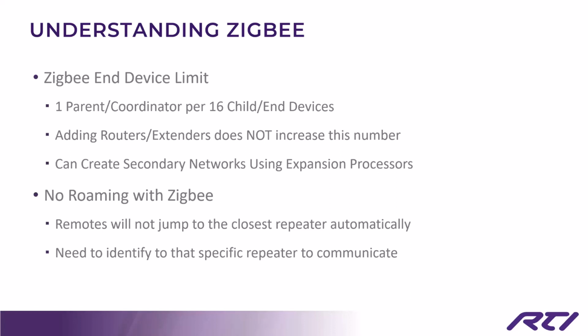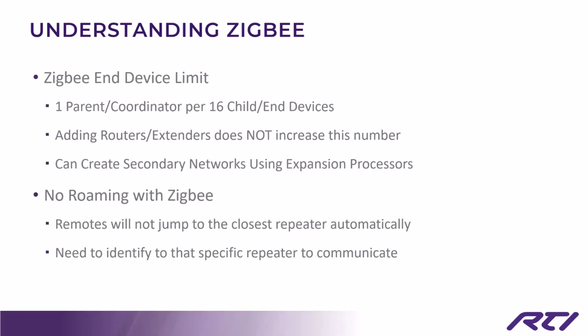The other part that is very important and sometimes confused with Zigbee is that it does not allow for roaming capabilities. And that's a technological thing. That's not just an RTI thing. This means that if you create a Zigbee network with multiple repeaters or additional separate parent networks, the remote isn't just going to jump to the closest transceiver that it finds within range. It doesn't constantly scan for another extender or another network. It is tied to that initial parent upon programming.